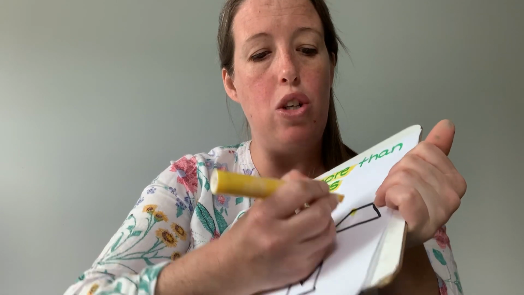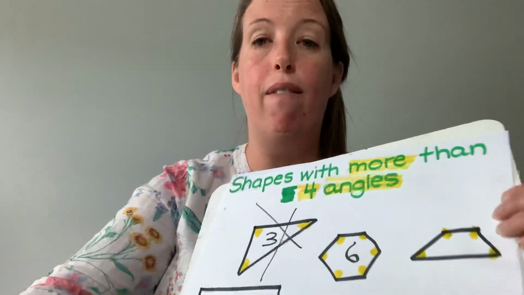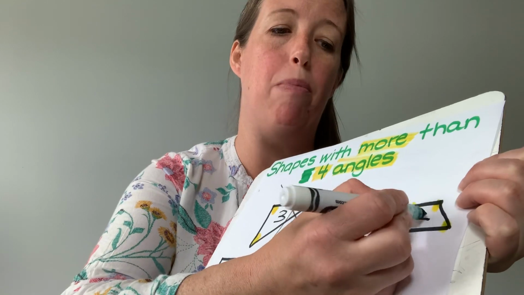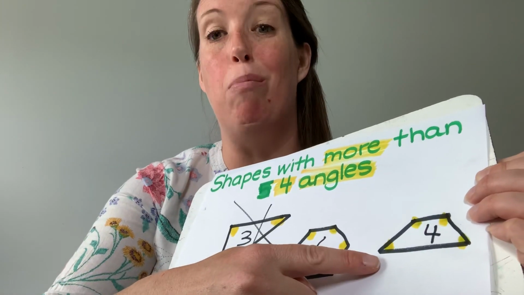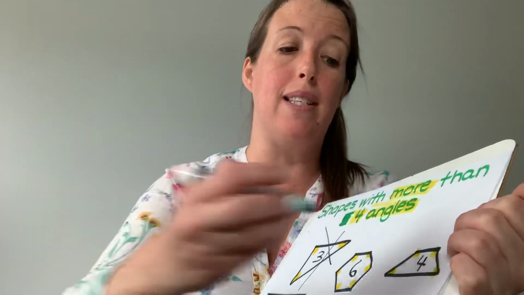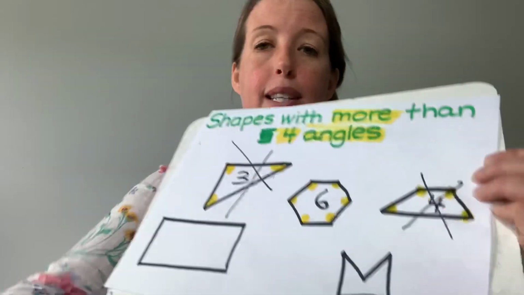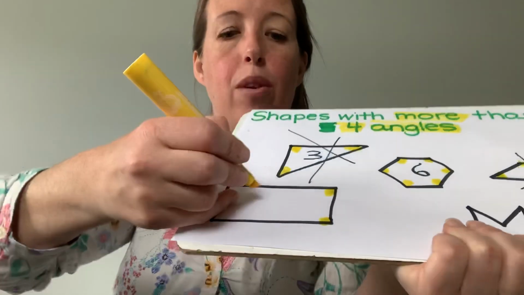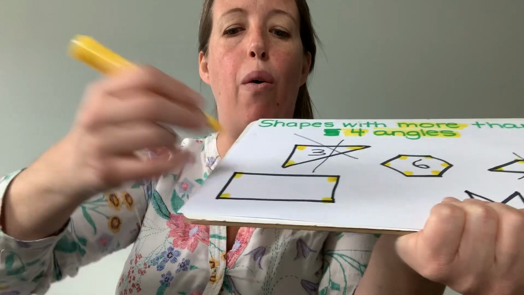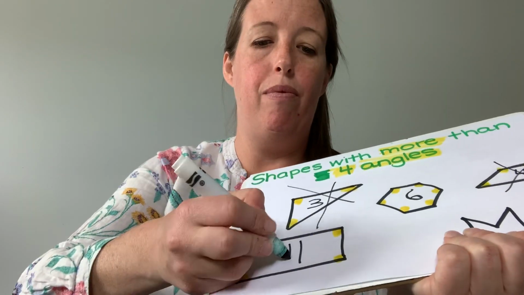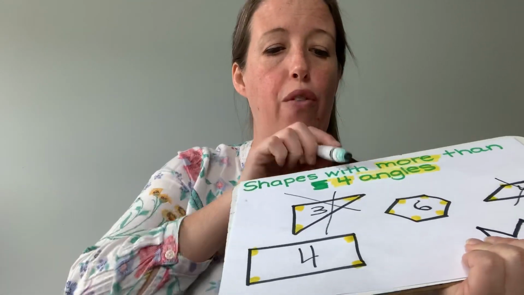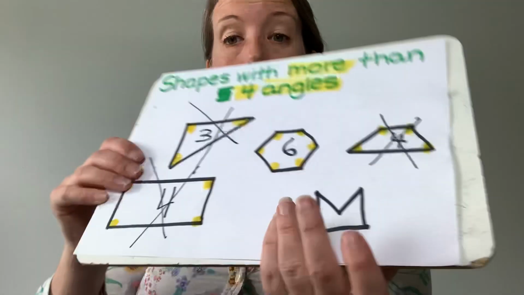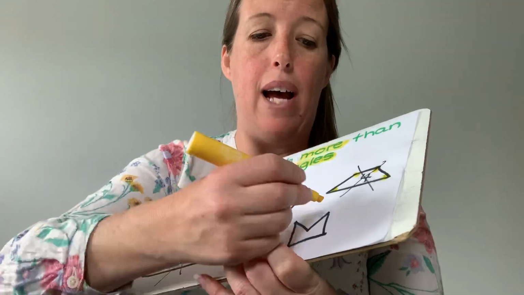1, 2, 3, 4. Is this a shape that has more than 4? No, it has exactly 4. So that can't stay. 1, 2, 3, 4. Is this a shape with more than 4 angles? Nope, it has exactly 4 angles. So that doesn't belong.